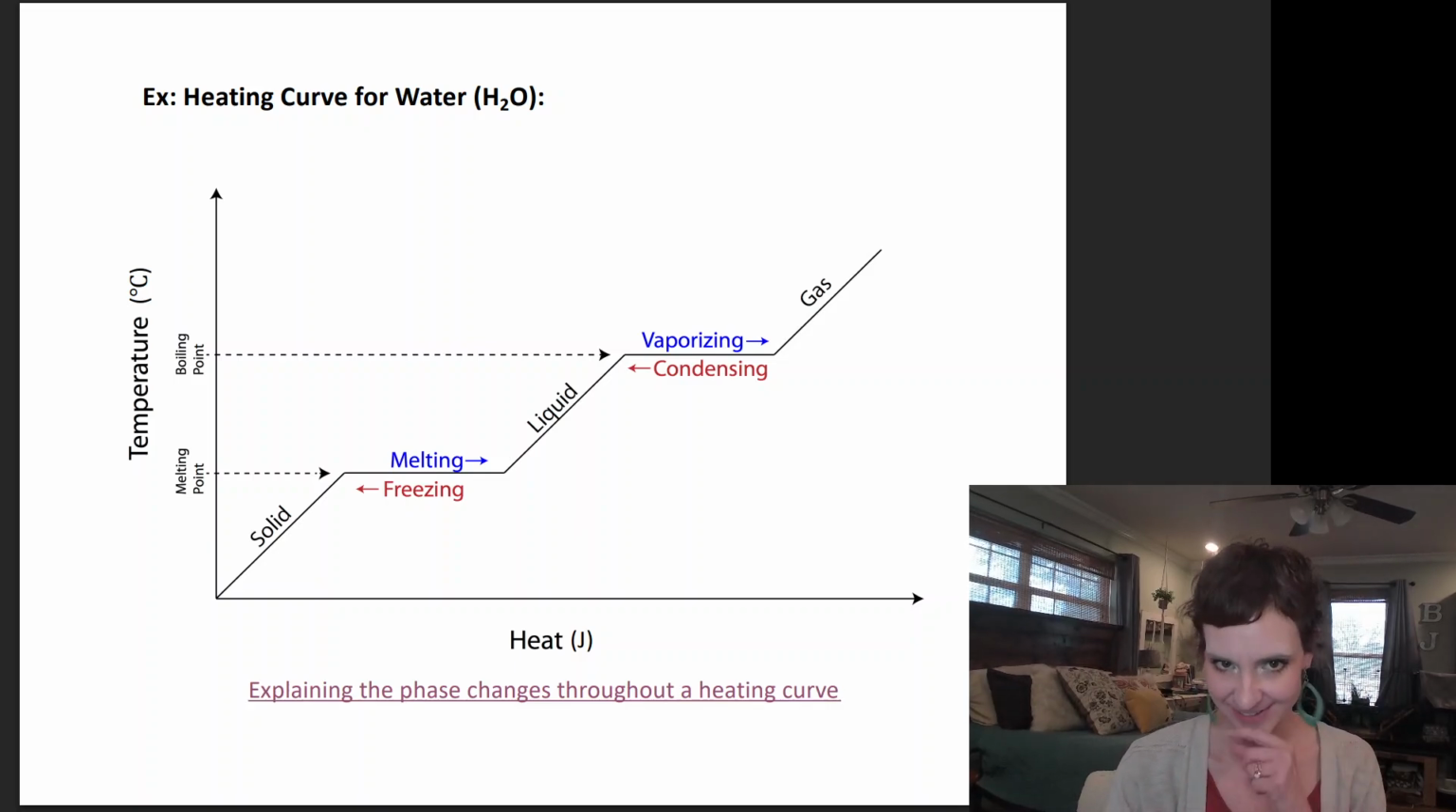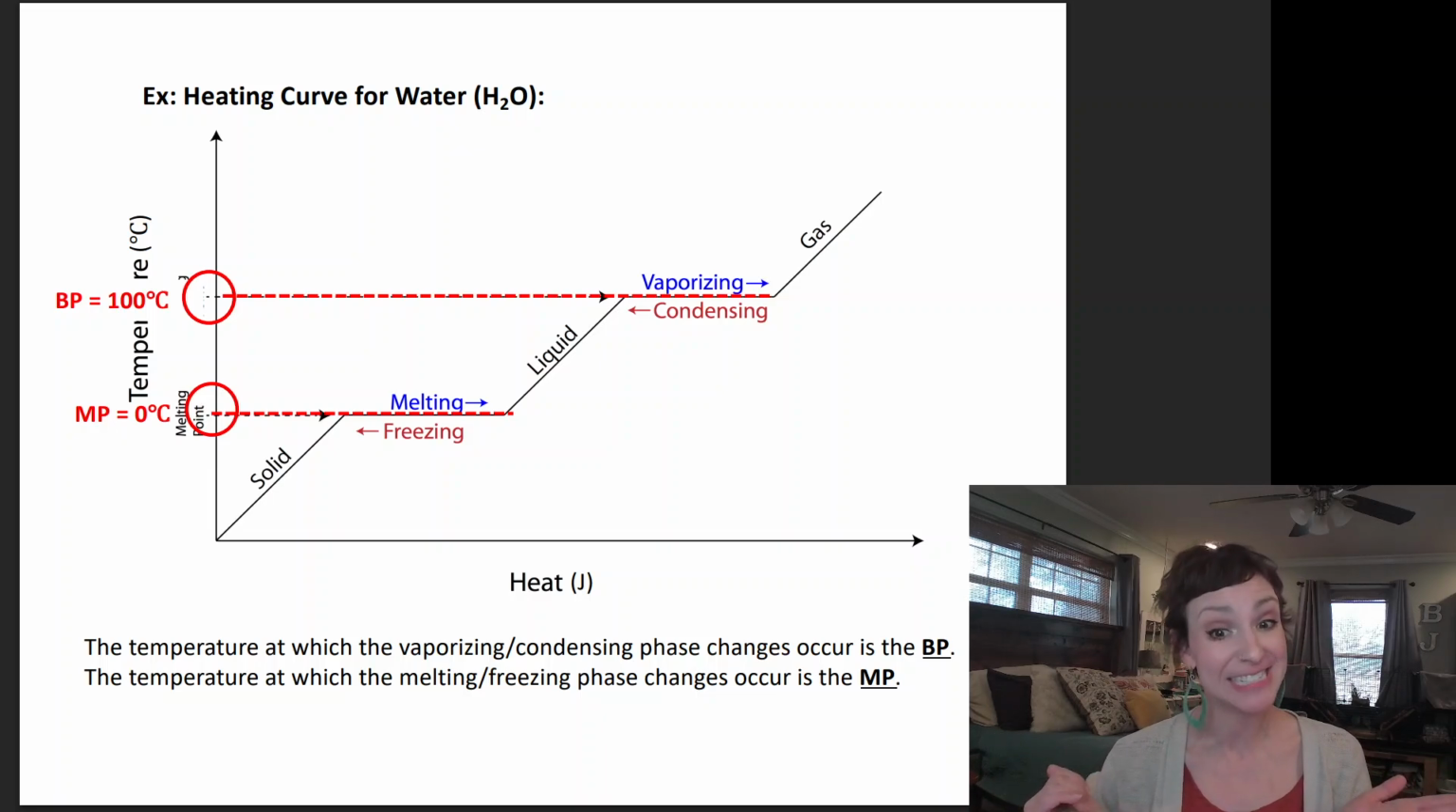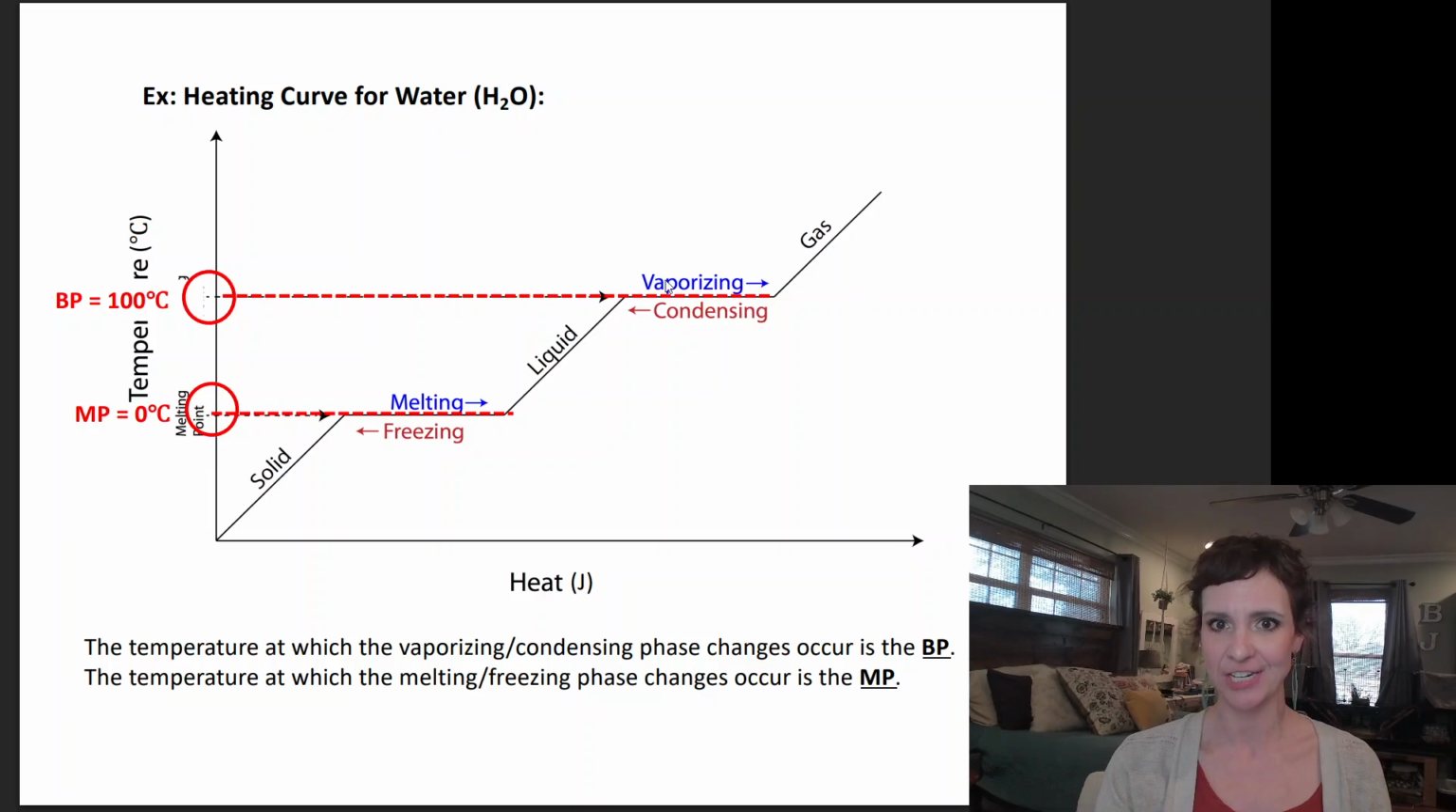Okay, so I can find some really interesting things real quick on this heating curve. I can ask you to tell me what the boiling point and the melting point are, just by looking at a heating curve. Once again, the temperature at which vaporization and condensation occur is the boiling point, okay? So y'all, we said the phase change of vaporizing and condensing is that plateau up here, okay? Well, all I have to do is figure out what the temperature is at that plateau, and boom, that is your boiling point.